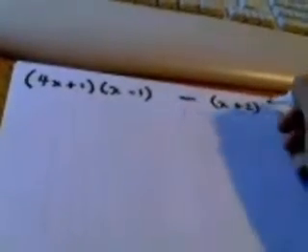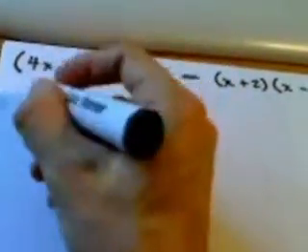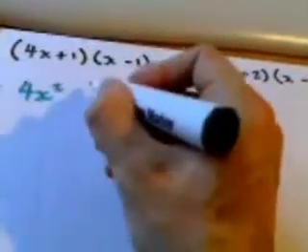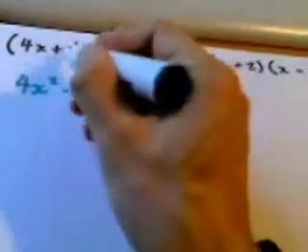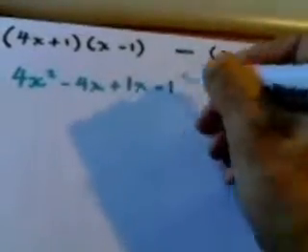Okay, our second example, we're going to have a look at the following expression. We've got 4x plus 1, x minus 1, this time with a minus sign, x plus 2, x minus 3. So let's have a look at this again. So once again, multiply out the brackets. We've got 4x times x gives us 4x squared. 4x times minus 1 gives me minus 4x. 1 times x gives me 1x. 1 times minus 1 gives me minus 1.